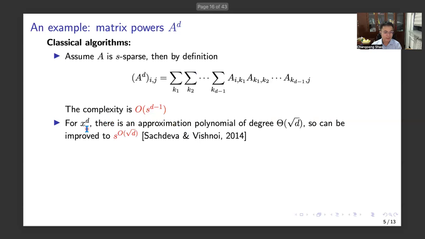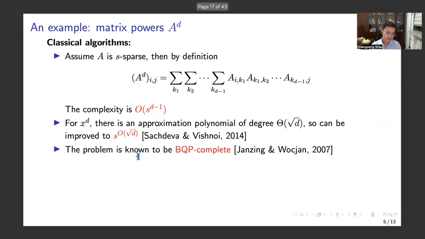Indeed, we can do better than this, because for x to the d, we can find a polynomial approximation, and the degree is just the square root of d. So as we can compute the ij-th entry of a monomial, we can also compute the entry of a polynomial of A. And so the complexity can be reduced to s to the square root of d.